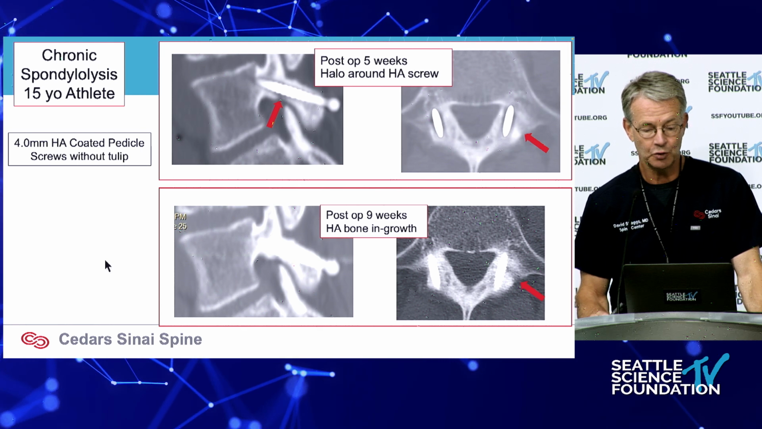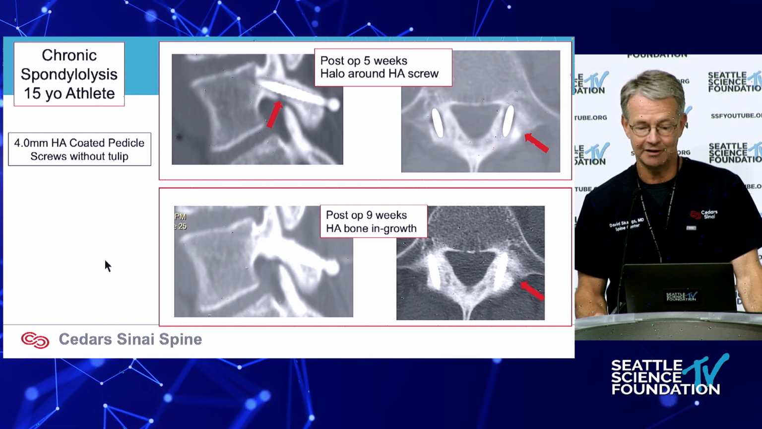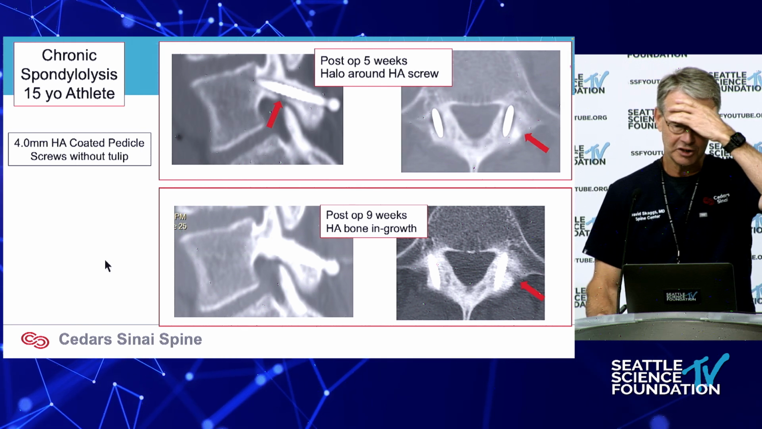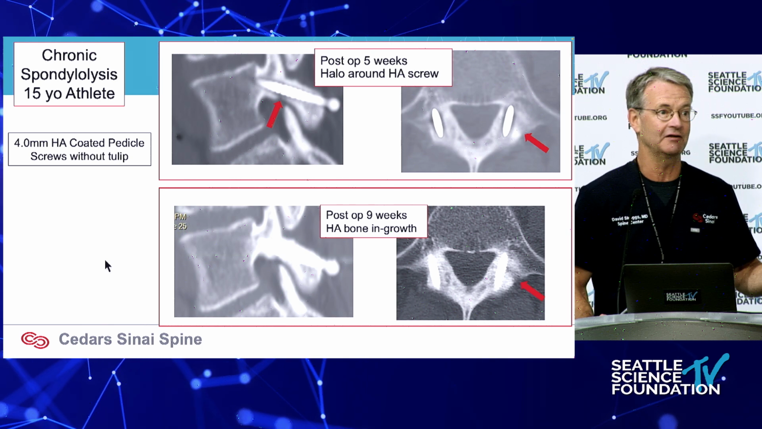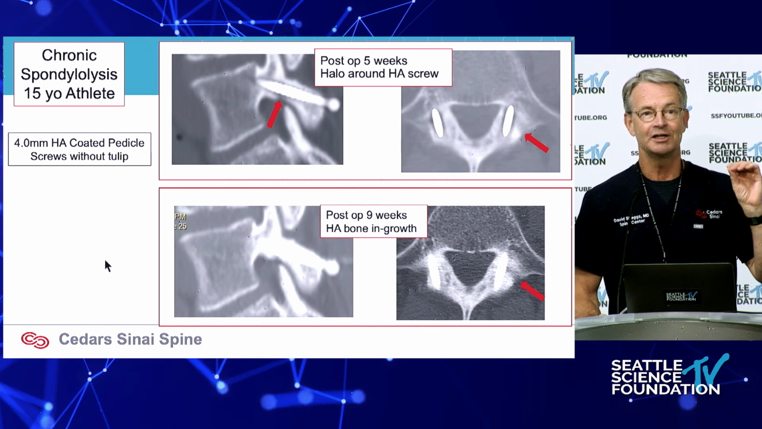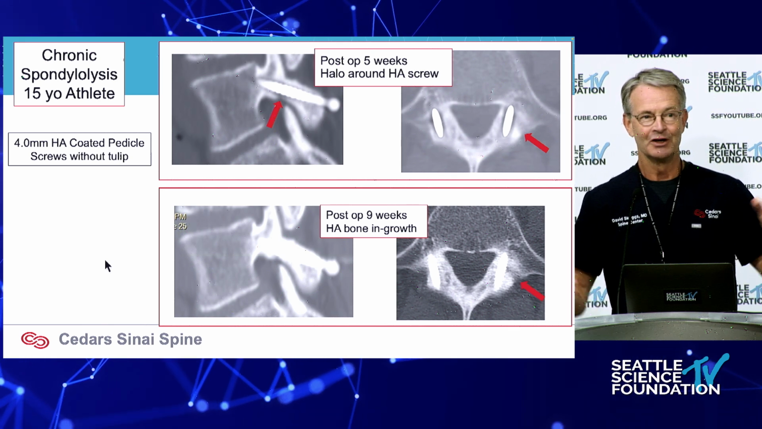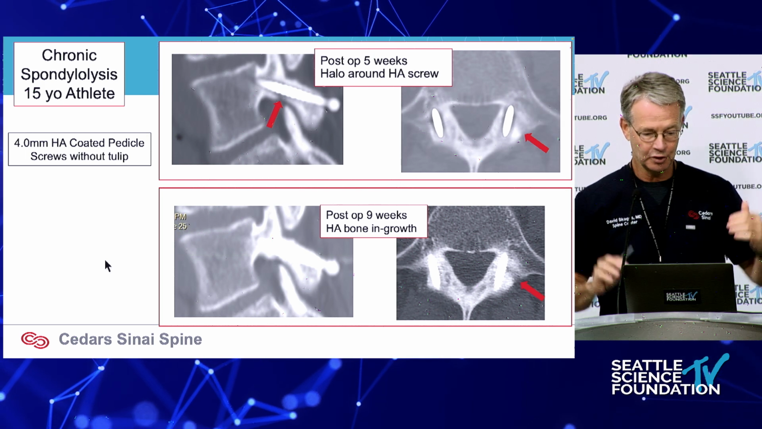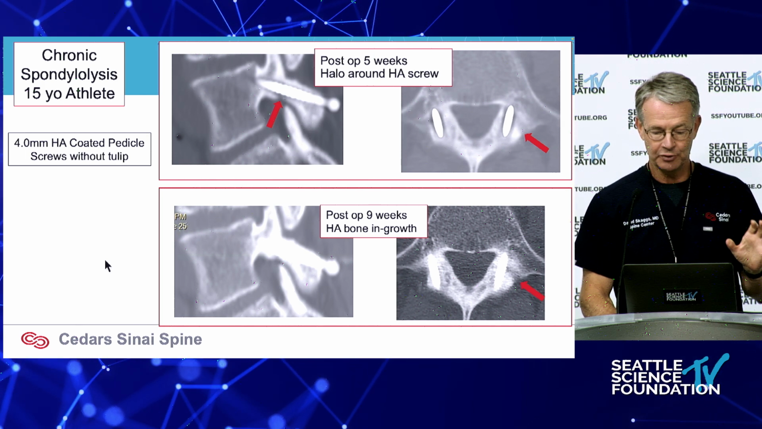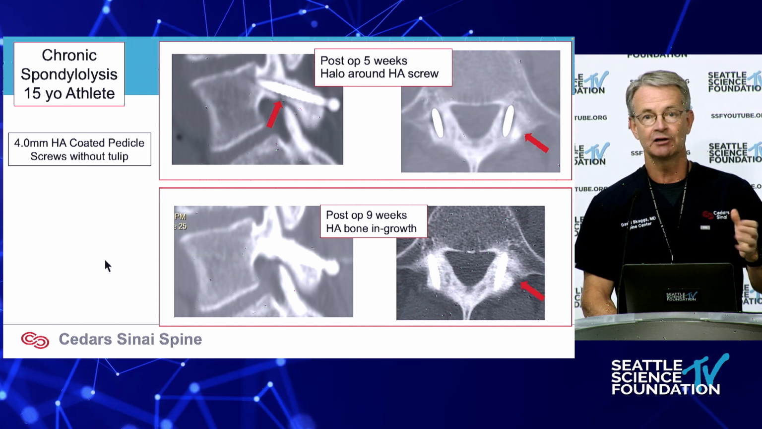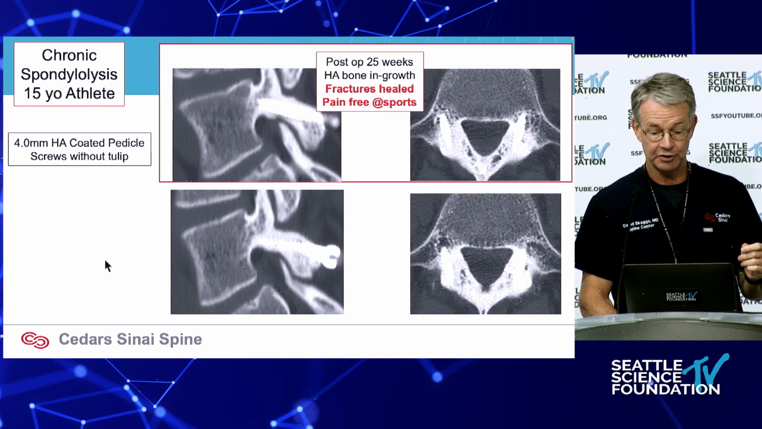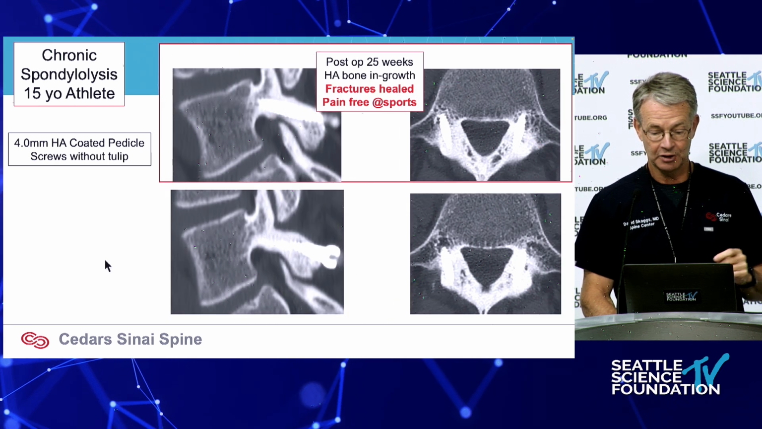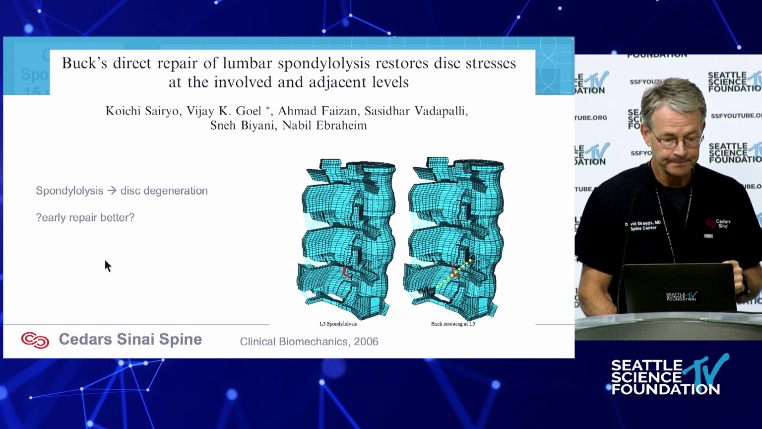So this was the first one I did. I took a CT at 5 weeks. I was like, wow, what's going on? There's osteolysis. Is it infected? Is there movement? But it's an HA-coated screw, so the bone had not yet incorporated. By 9 weeks, the bone incorporates into the screw. Generally, by 10 or 12 weeks, they're pretty much completely healed. This is what it looks like at 25 weeks.